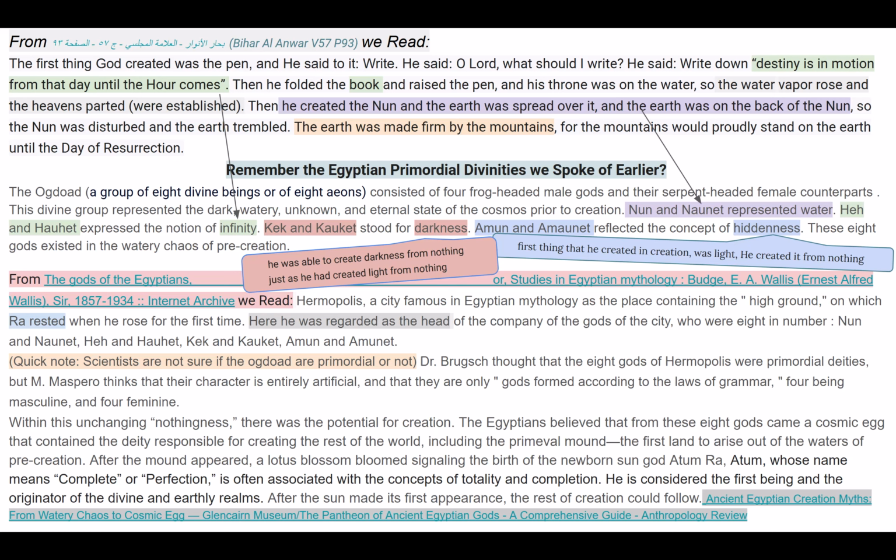We still haven't spoken about Sun god Ra. So Sun god Ra is the head of the Ogdod.